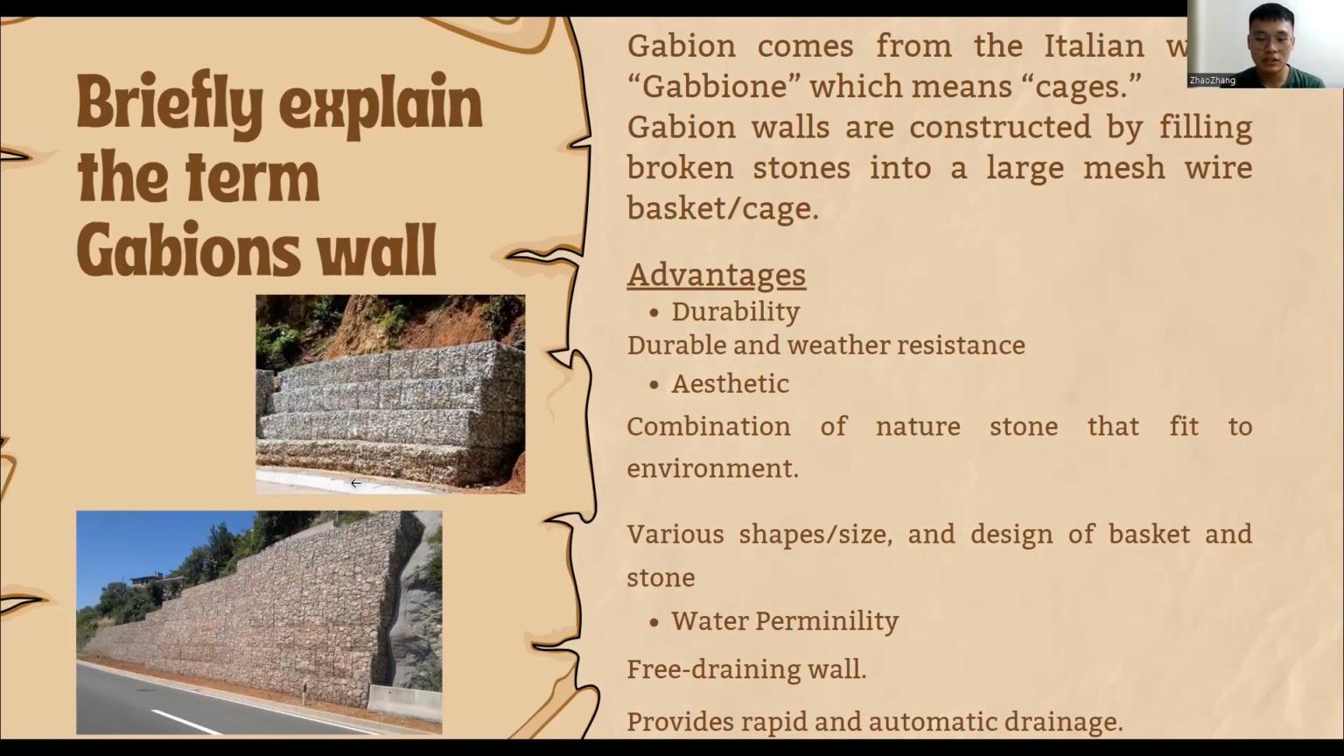The third advantage is water permeability. It is a free draining wall, so the water can pass through the retaining wall, and it provides rapid and automatic drainage. Next is about the application.